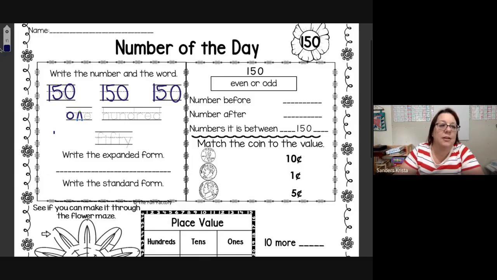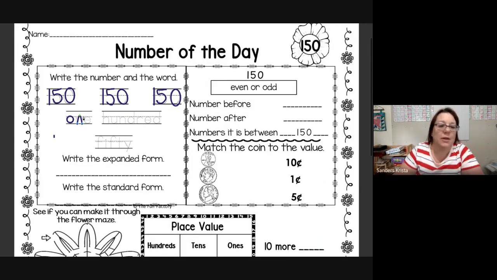We'll all spell number 1. Remember, no rainbow ends, and that was a rainbow end starting at the top. Little line down, up to the middle, back down. O-N-E.